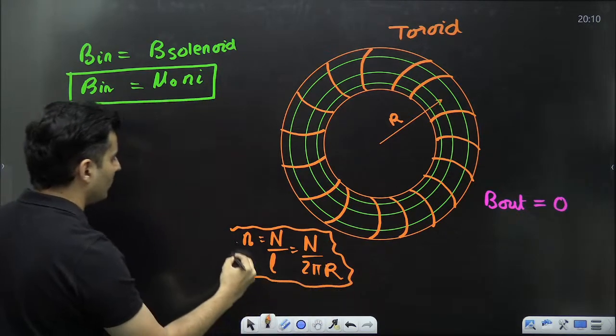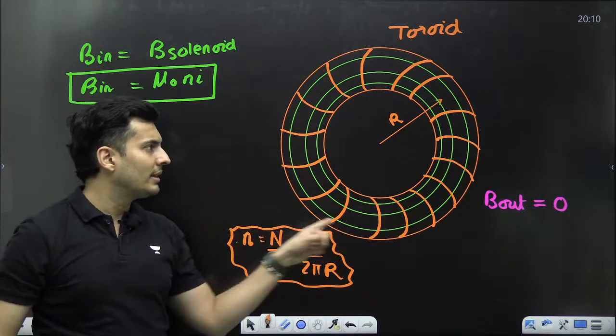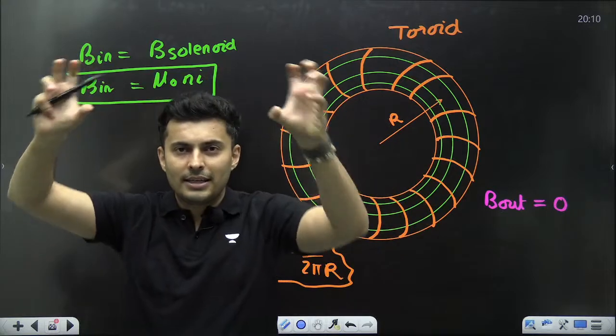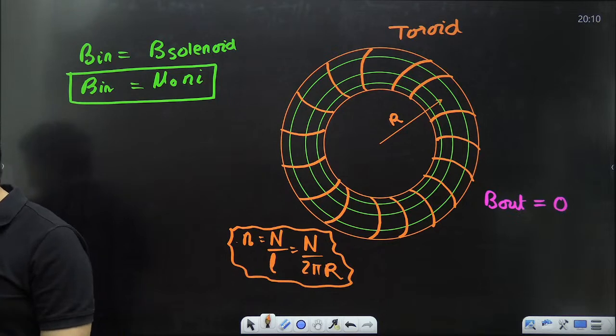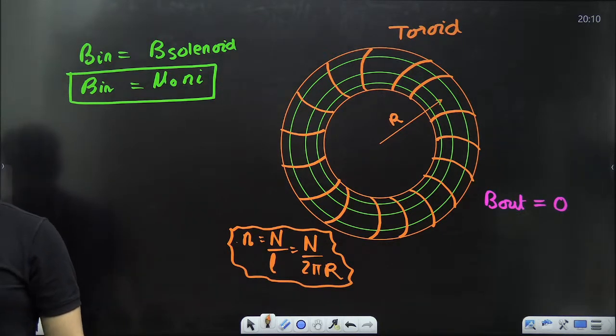So I'm just blocking it over here. Number of turns per unit length. The length of the toroid. The length of the toroid will be the circumference, which is 2 pi r. That's all. Right? Let's go ahead.